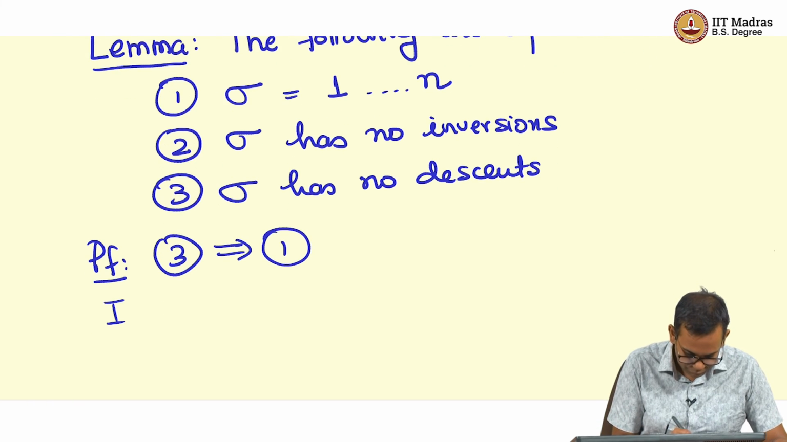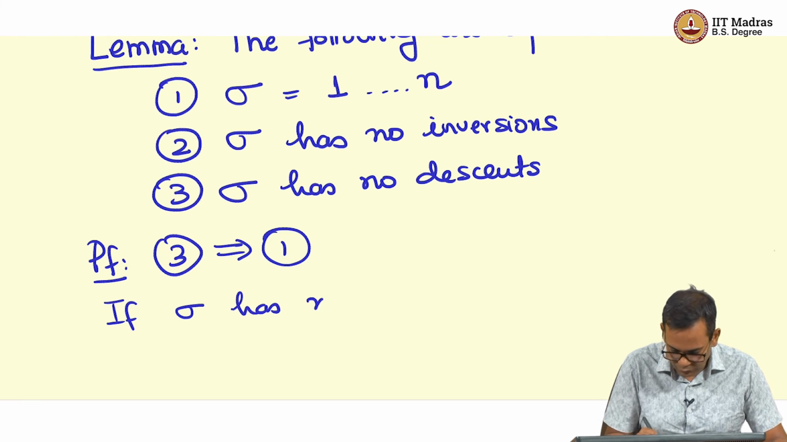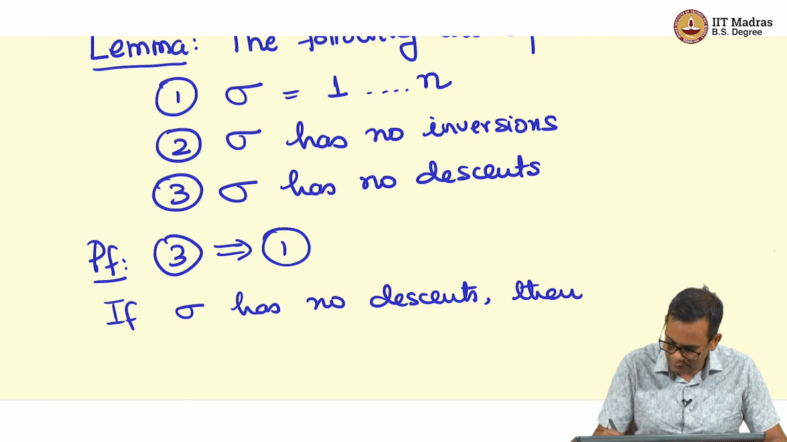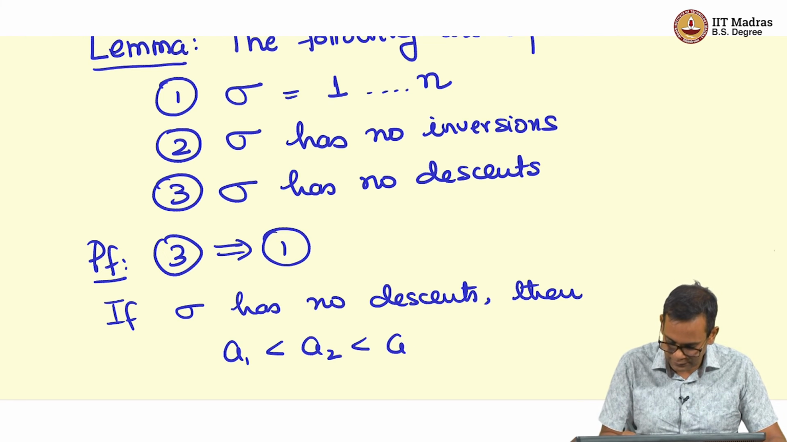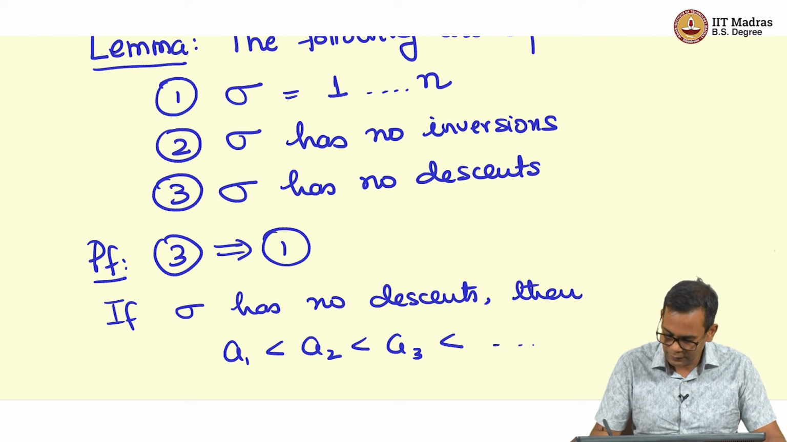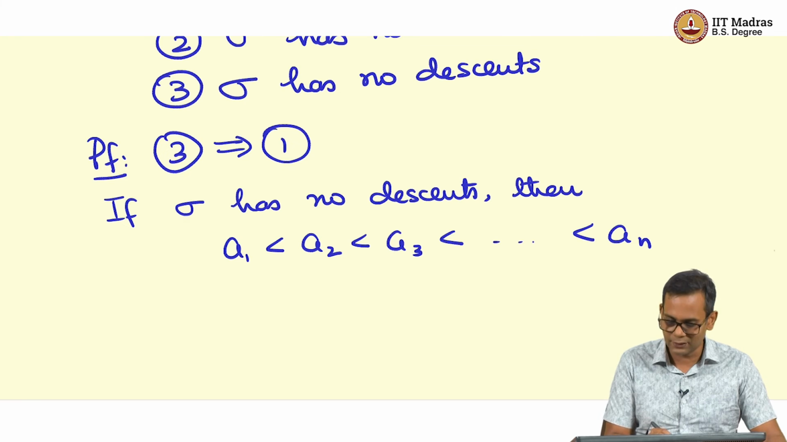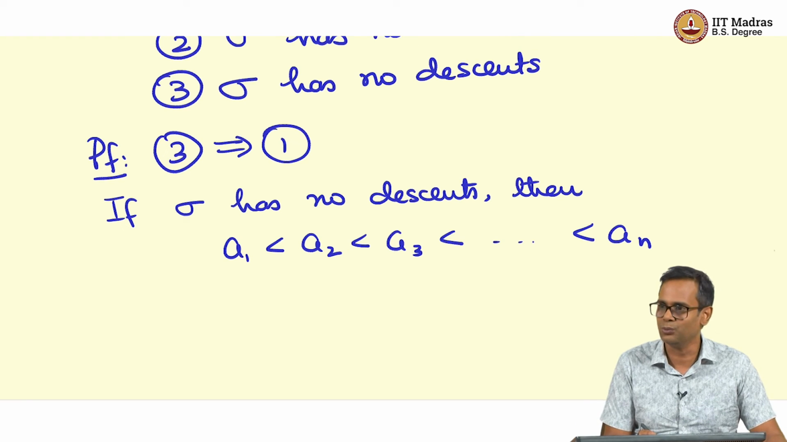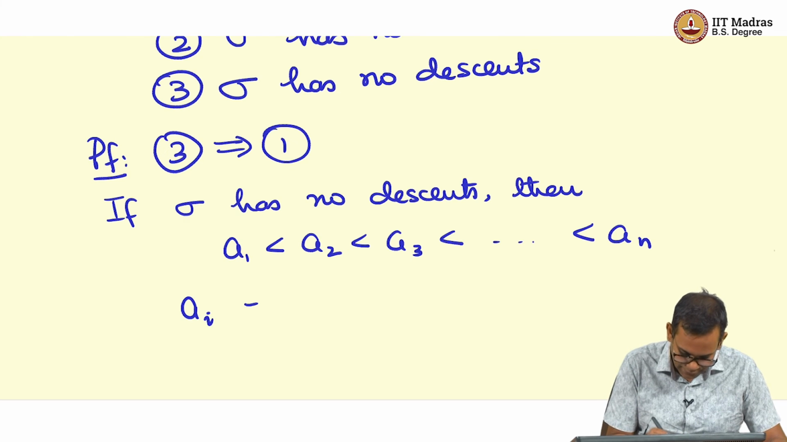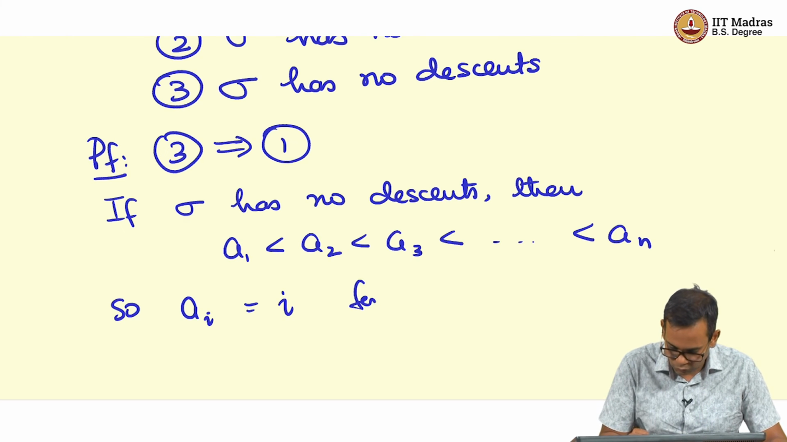So, if sigma has no descents, then what does that mean? Well, that means that A1 is less than A2 because there is no descent at 1, A2 is less than A3 because there is no descent at 2, and so on. And so, they are really in increasing order. A1 has to be 1 because it is the least of all the numbers, A2 has to be 2 because it is the least of all the numbers after removing 1, and so on. And so, what we get is A_i is equal to i for each i, and so sigma is the identity.